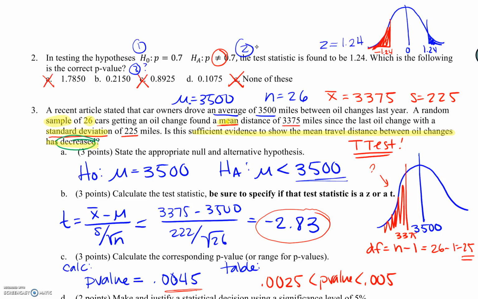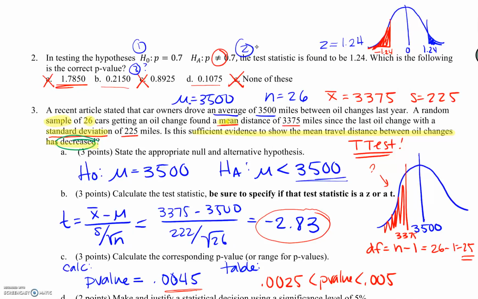P-value should be small. P-value is a probability. It can never be bigger than 1, so A is immediately out. C seems very unlikely if we're talking about tail probabilities, because 1.24 is fairly unusual, not really unusual, but kind of unusual for a Z. And then we can kind of see something here.